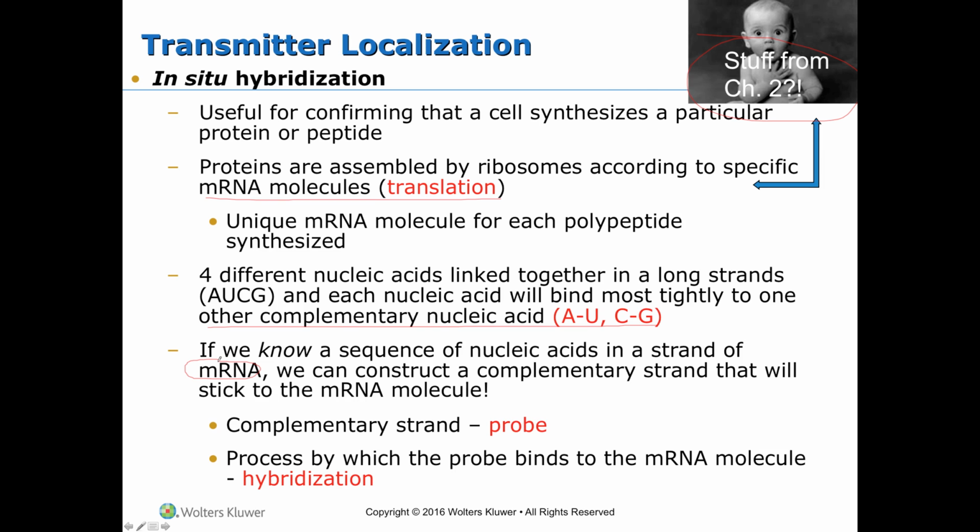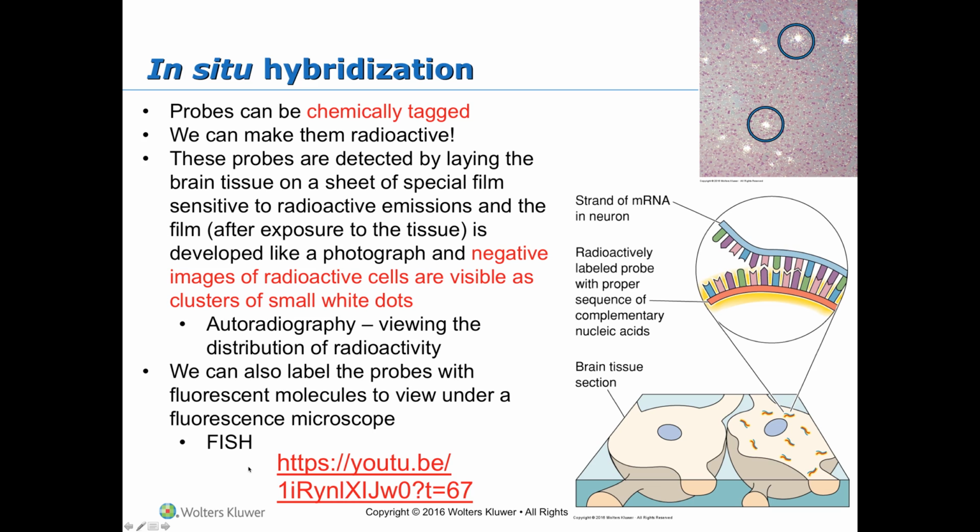And that's what in situ hybridization does, is we create a complementary strand to a known sequence of nucleic acids, and this is what's known as our probe. And the process by which the probe binds to that mRNA molecule is known as hybridization. So probes have the ability to be chemically tagged. And remember, the probe is the sequence that we are creating that will be able to bind to our mRNA single-stranded molecule.